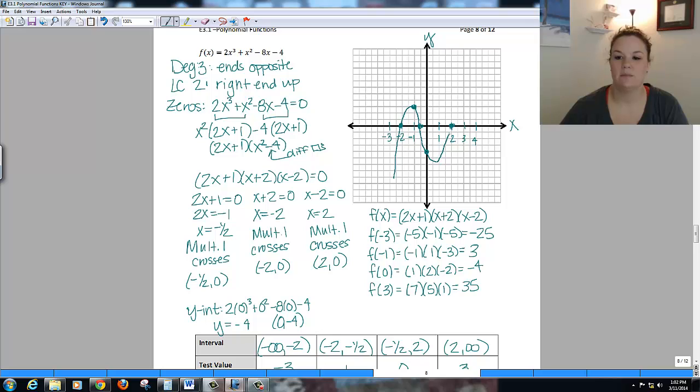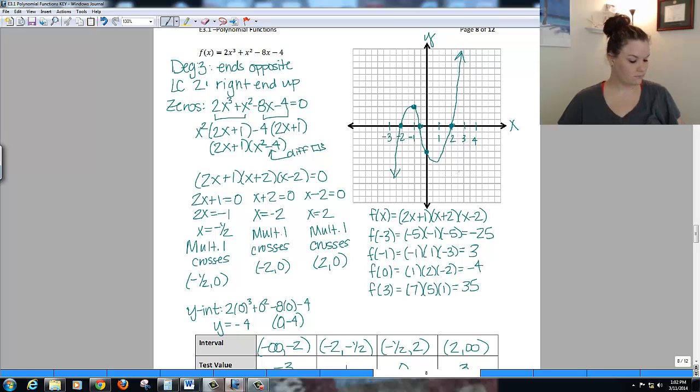And then it comes back up and crosses again at 2, and it should keep going up. Okay. Are we kind of okay with that? As long as you have this general shape, I'm not going to count off points for how far down you go here, okay? But I do want to make sure you have that y-intercept point on there, okay?